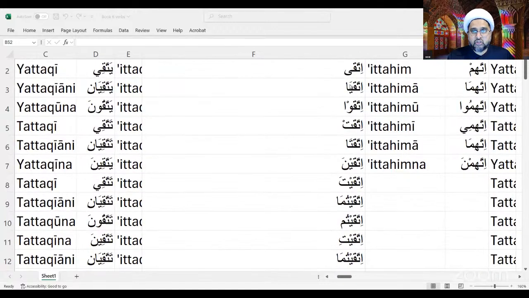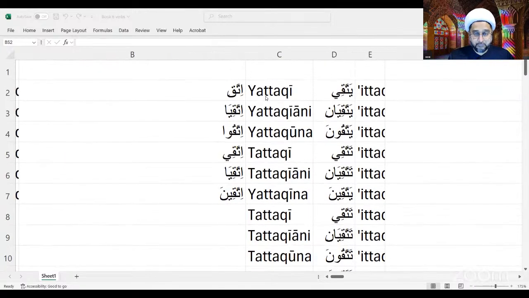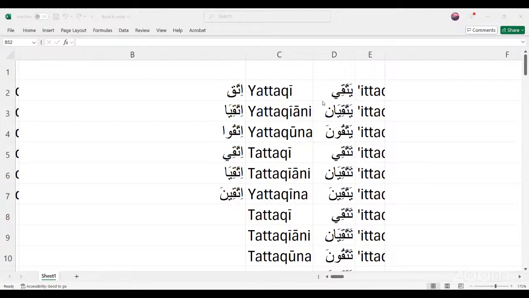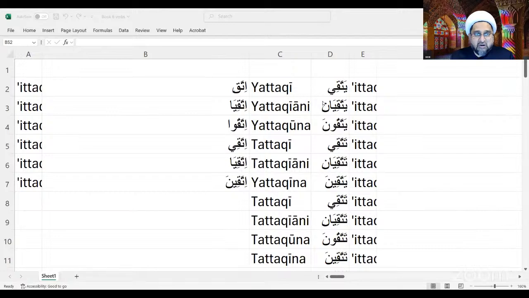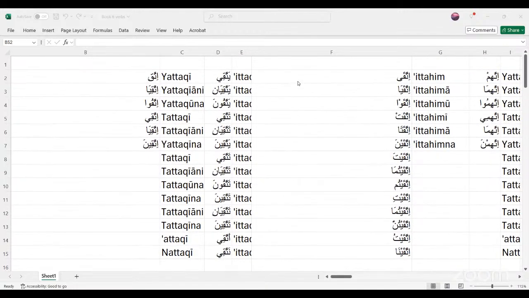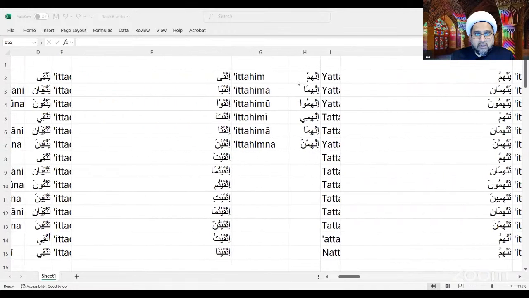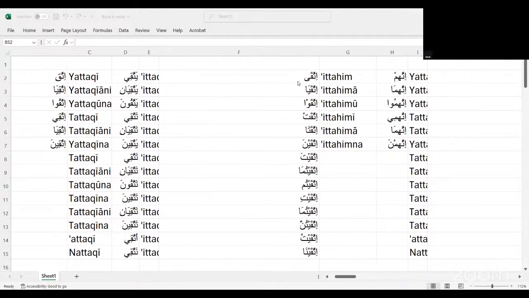So ittaqa is on the pattern ifta'ala, yafta'ilu. It has two weak letters. One in the beginning before the ta, and one at the end. So if we read ittafaqa, what would be the original root letters? It's waqaya, correct. Waqaya is the root word.